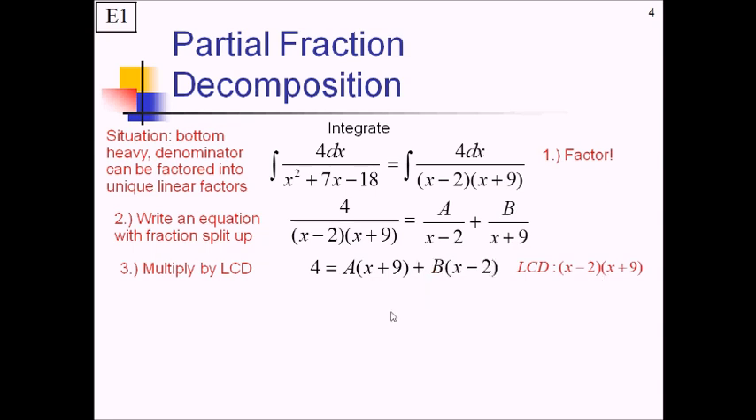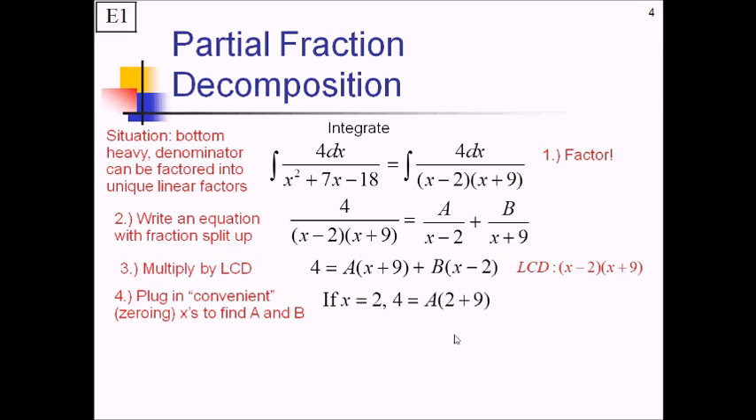All right, we're getting there. So at this point, we're going to do something kind of sneaky, and that is I'm going to plug in convenient values of x to find a and b. Now, by convenient, I mean values of x that are going to zero out each of these different terms here. So one value of x that I might find very convenient is if x equals 2. If x equals 2, then I can write 4 equals a times 2 plus 9, and then this will be 0 over here, so I don't have to worry about this b value anymore.